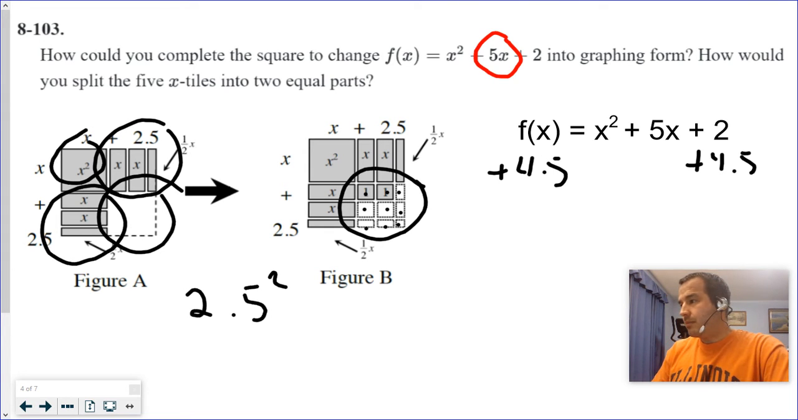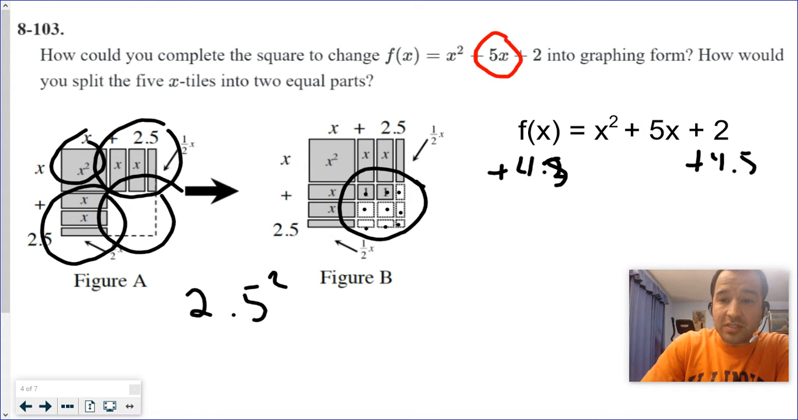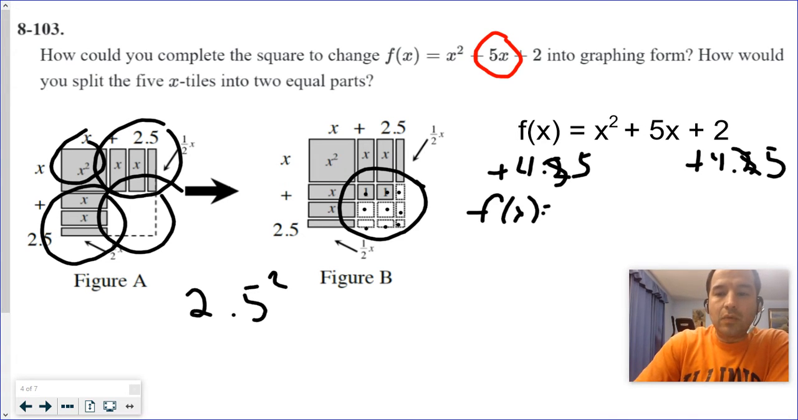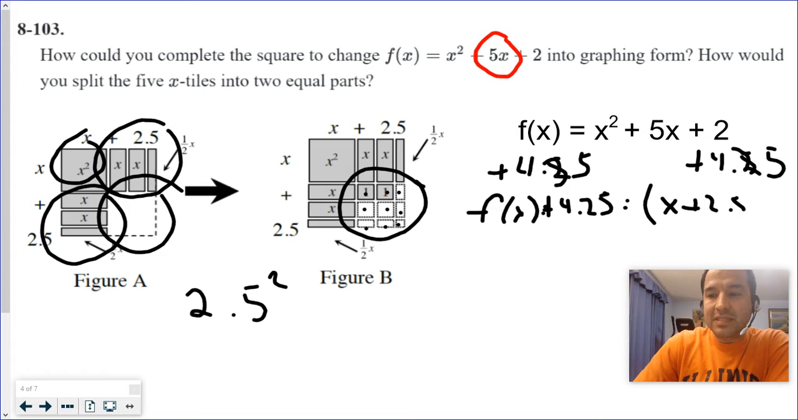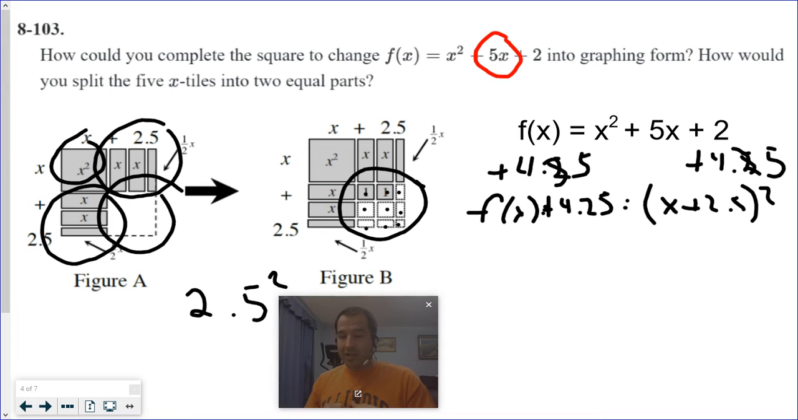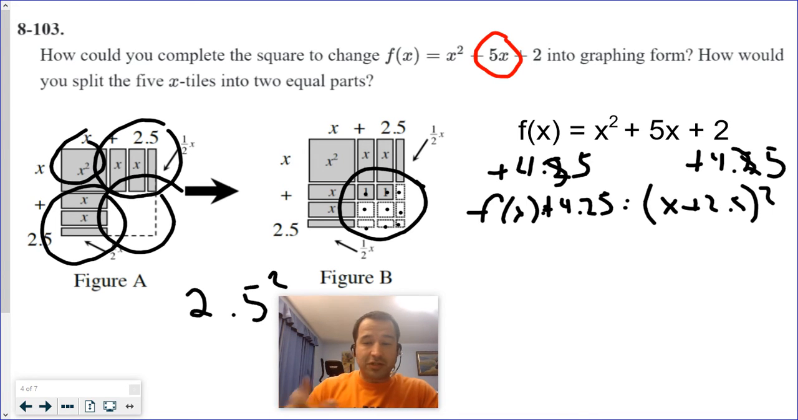Okay, 4 and 5/10. Actually, that's wrong. Not 4 and 5/10, 4 and 25 hundredths. My bad. You almost caught me there. I wonder who would have caught me there. Quaid has been on a roll. He's caught me on a couple mistakes. That's awesome.